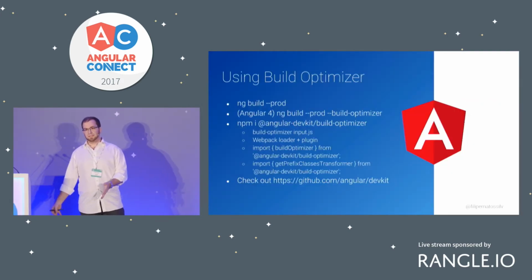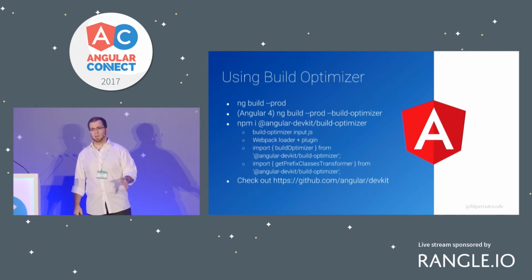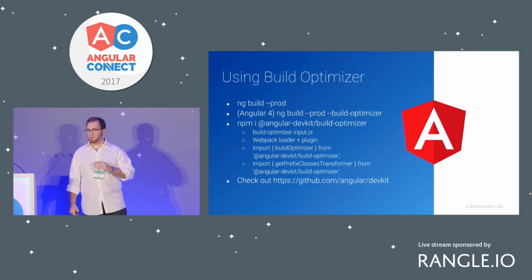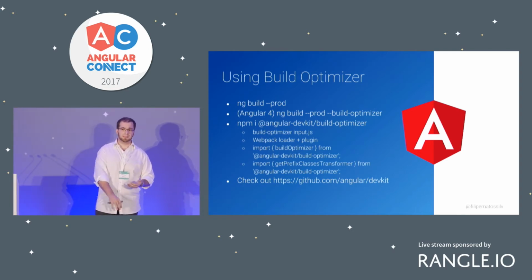So how can you use this? Nowadays, if you make a project that uses Angular CLI 1.5 and Angular 5, you do ng build --prod, and you're already using Build Optimizer. So that's the most straightforward way. If you have an Angular 4 project, even if it's with Angular CLI 1.5, you still have to use the --build-optimizer flag. But you can also use Build Optimizer as a standalone library.